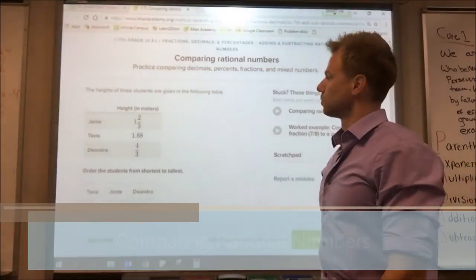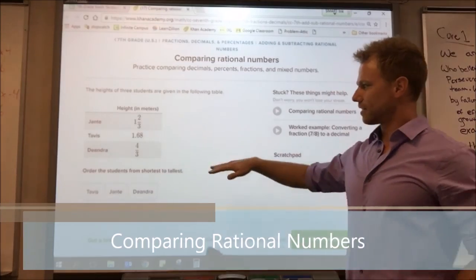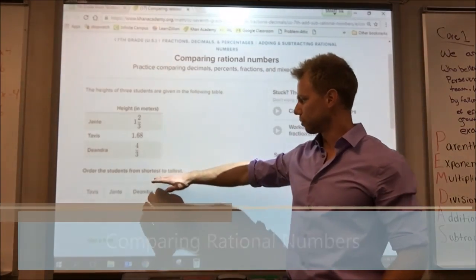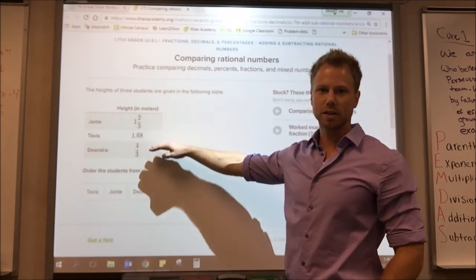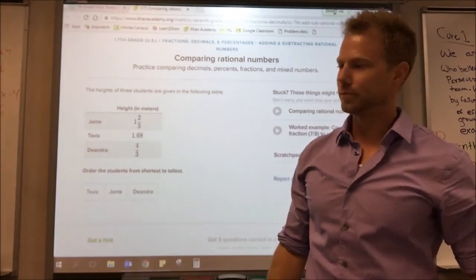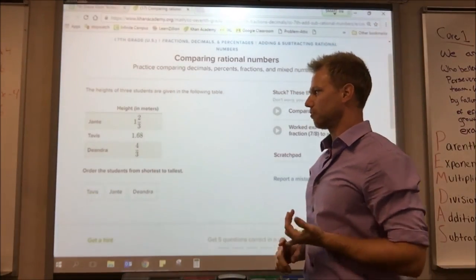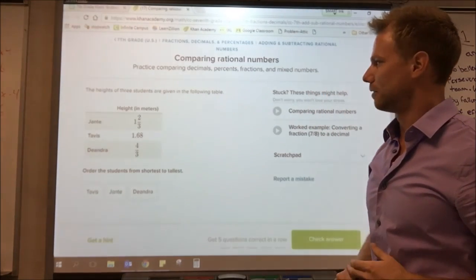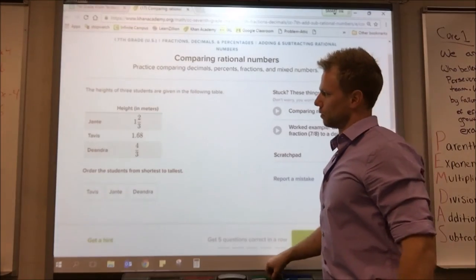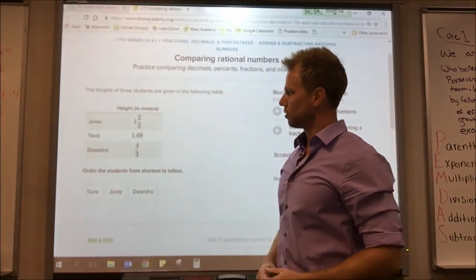Good. All right, 7th graders, on this link, we need to order the students from shortest to tallest. So that means we need to convert these all to the same form. You could put them all in fraction form, but I think it's probably going to be easier to compare them if they're all in decimal form. So the first one, we have 1 2/3.